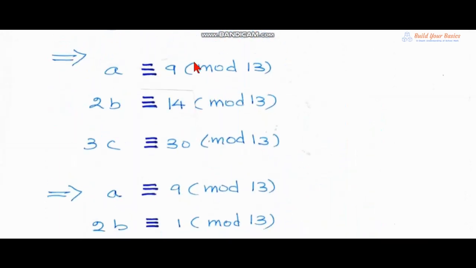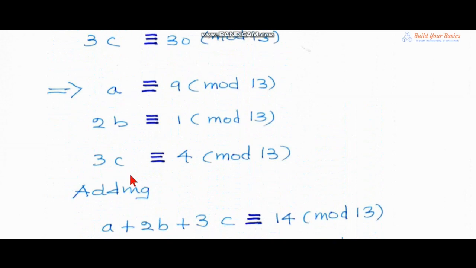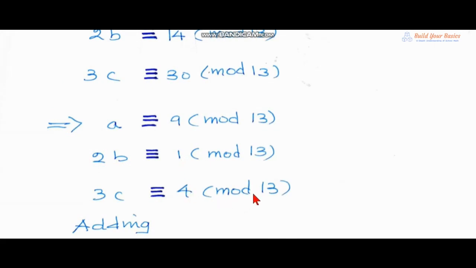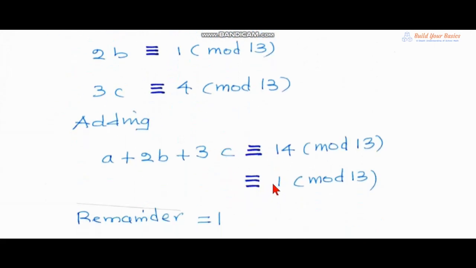Here we have simplified and then added. Instead we can simply add a plus 2b plus 3c here. We will get 9 plus 14 plus 30, that is 53, and divided by 13, the remainder will be 1. So a plus 2b plus 3c will again be congruent to 1 mod 13. That is, when a plus 2b plus 3c is divided by 13, the remainder is 1.